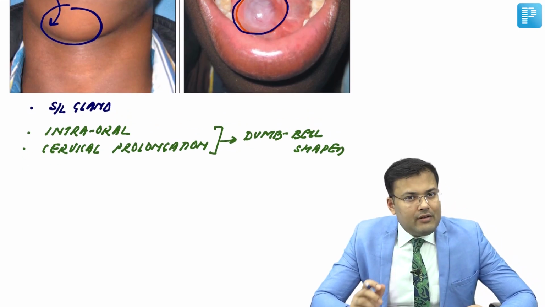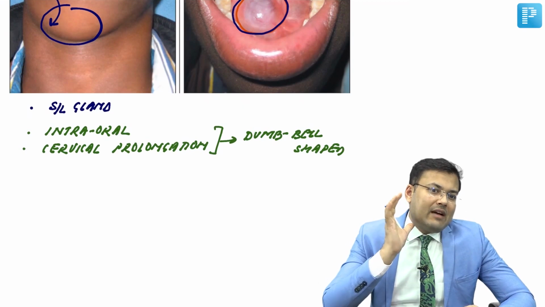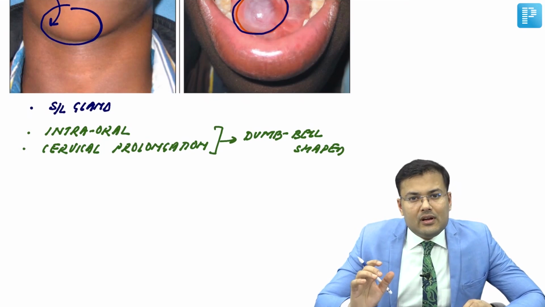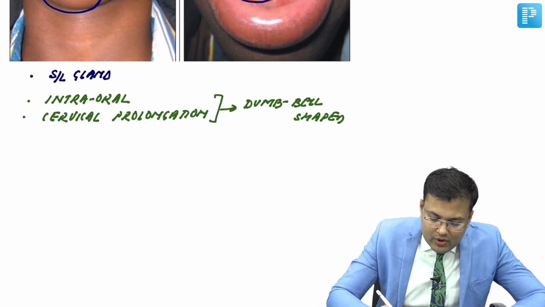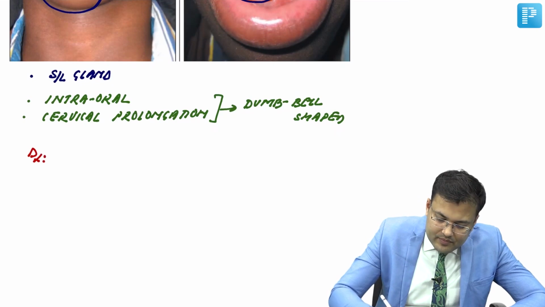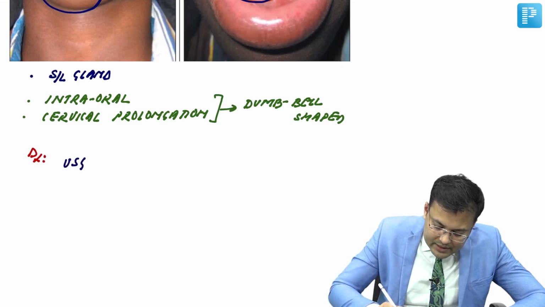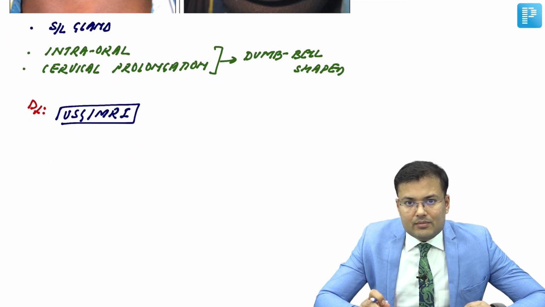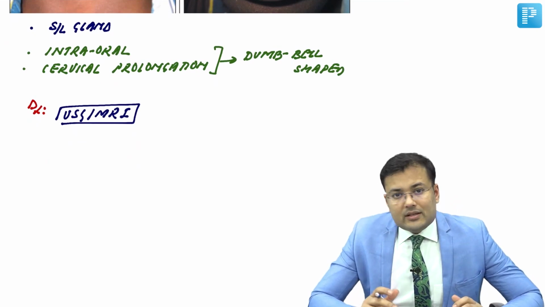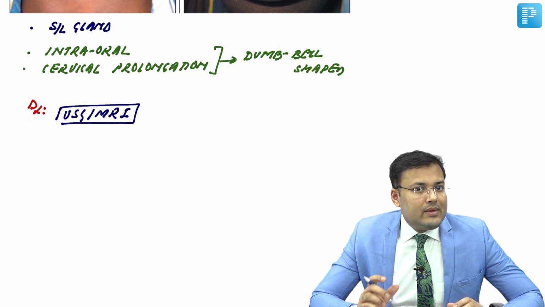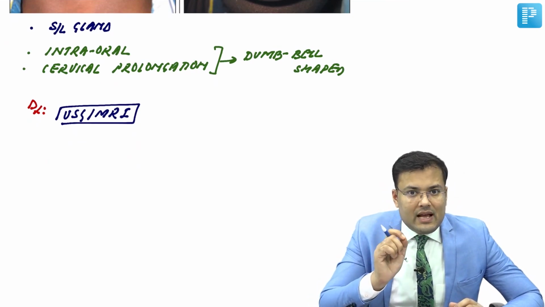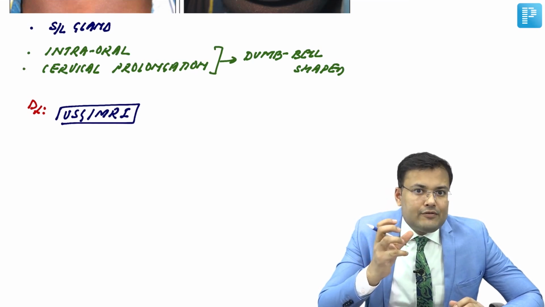Now see how we are going to make the diagnosis. Since it has cervical prolongation, we need ultrasound or MRI for complete diagnosis. So what is required in diagnosis? Ultrasound or MRI is required. Ranula diagnosis was made clinically, but here we require ultrasound or MRI because there is cervical prolongation. Since the swelling is in relation to the sublingual gland, you have to excise the gland. Apart from excision of the gland, you have to aspirate the fluid from the sac.